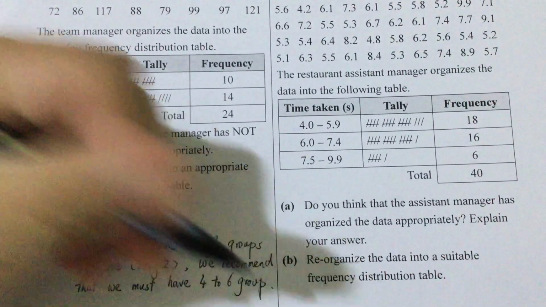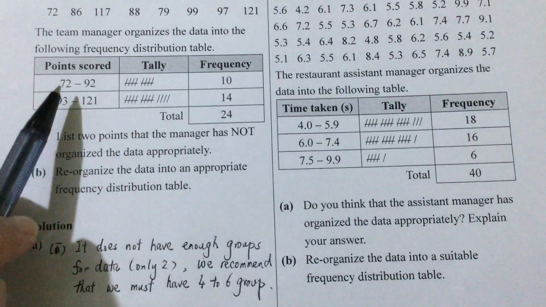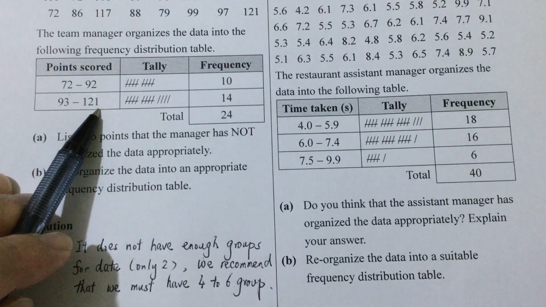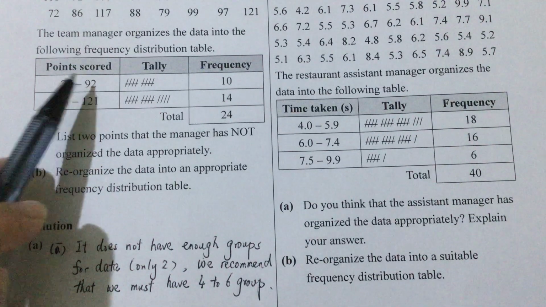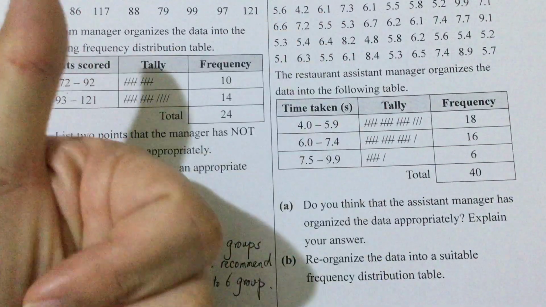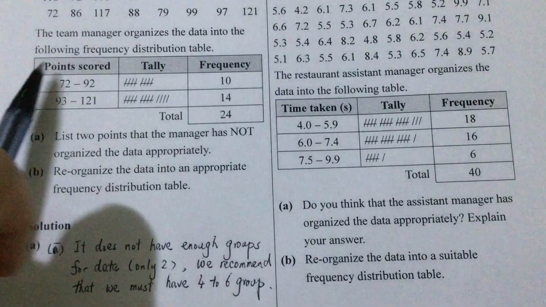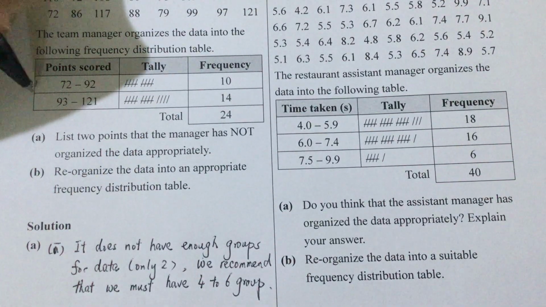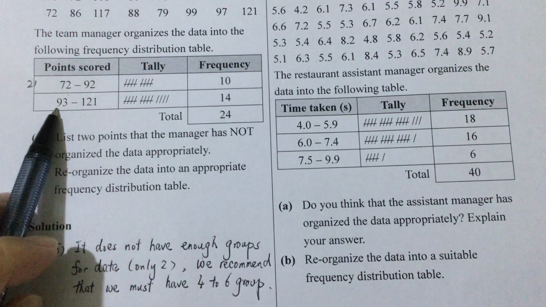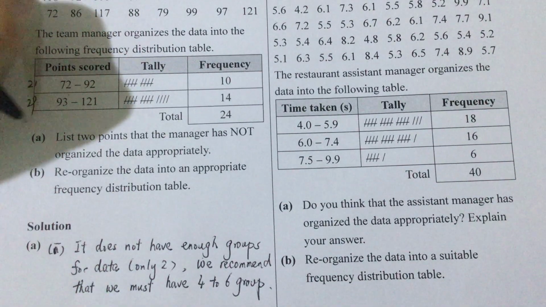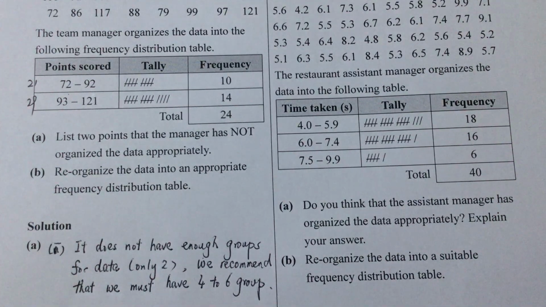So this is the first part. In the second part, we have 72 to 92 and 93 to 121. We find it difficult to count because from 72 to 92, how many numbers do you have? 72, 73, 74, 75, 76, and so on. We will find there are about 21 numbers here. And for 93 to 121, this is more horrible. You will find there are 29 data here. So it's not good for us.